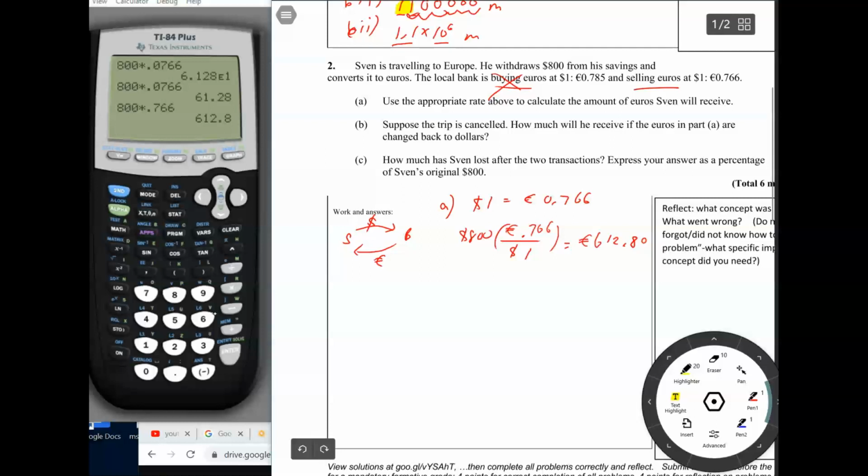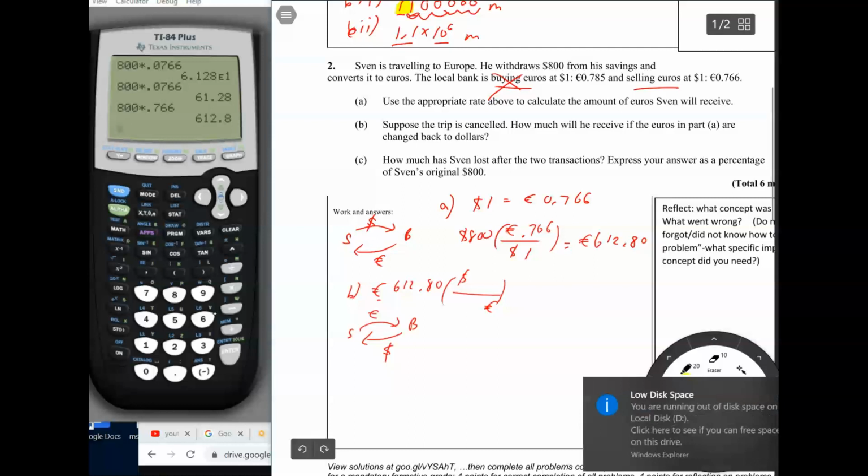Letter B. Suppose the trip is canceled. How much will he receive if the euros in part A are changed back to dollars? Okay, so let's start out with 612.80 euros, and we're going to multiply it times a domino. The domino is going to have euros on the bottom to cancel out with the euros on top, and on the top we're going to have dollars. What value are we going to use for the exchange rate? Well, in this particular case, Sven is giving euros to the bank, and the bank is giving dollars back. So in this case, what is the bank doing? Is it buying euros or selling euros? So in this case, they're actually buying euros.